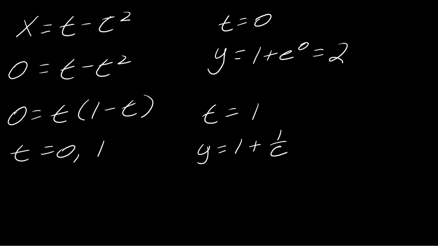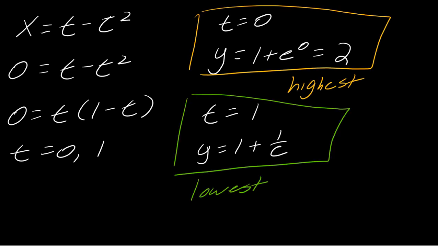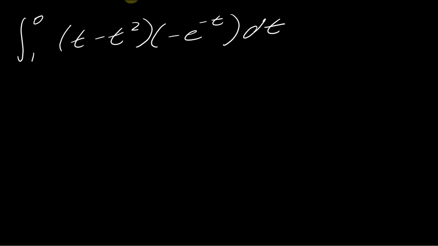And then when t equals 1, if I plug that in, I have 1 plus 1 over e. And okay, so now if I think about these two values, which is higher? 2 is bigger than 1 plus 1 over e. So when I'm setting up my limits of integration, I want to put everything in terms of t now, but I'm using these y's to kind of guide this. So my highest value is at t equals 0, and my lowest value is at t equals 1. So here is how I set up my limits of integration, because at t equals 0, this is where my highest y value is. At t equals 1, this is where my lowest y value is.